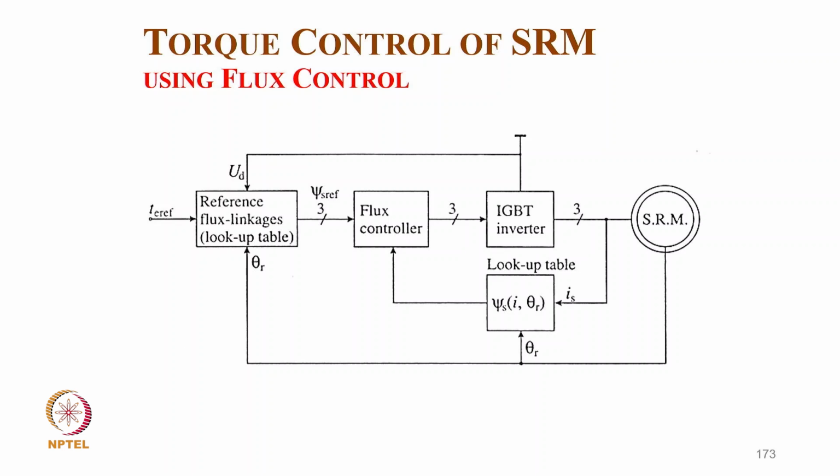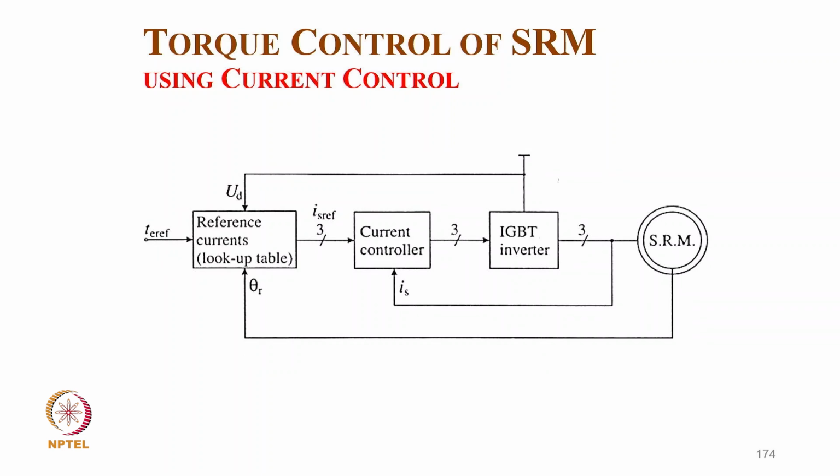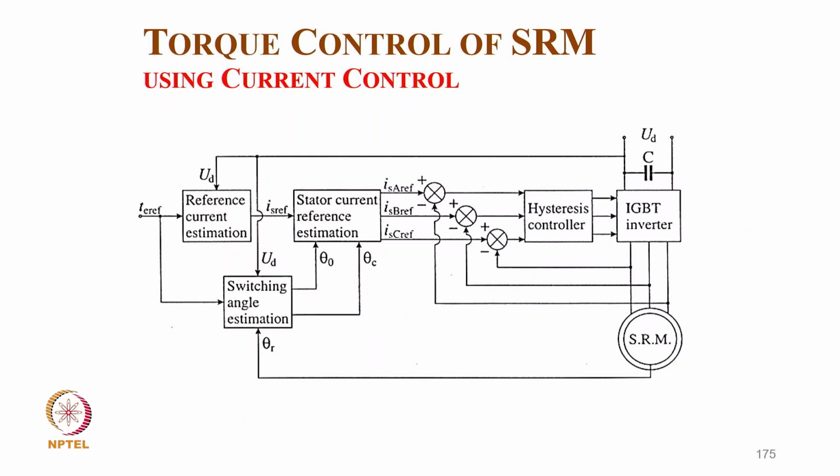And using flux control, torque control by flux control, we have the position, we have a difference torque, we have voltage feedback from which we get a flux, we have an estimated flux from position and torque, and we have a flux controller which generates the switching signals for the converter feeding the motor. And this is for current control. So we have the torque and feedback with the position and voltage, we get the reference current, and with the current feedback we have a current controller that gives the converter switching signals which feed the switch. And this is typically current control.